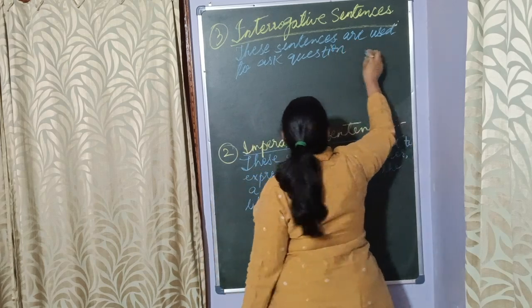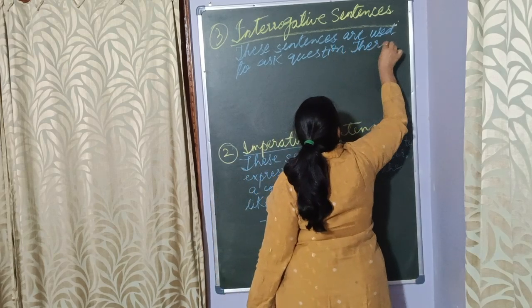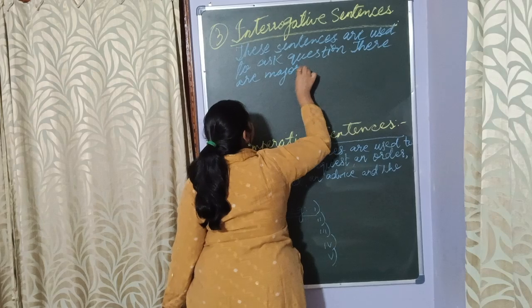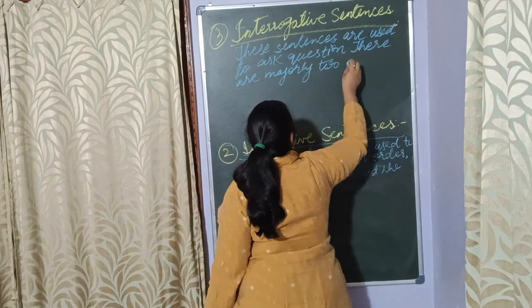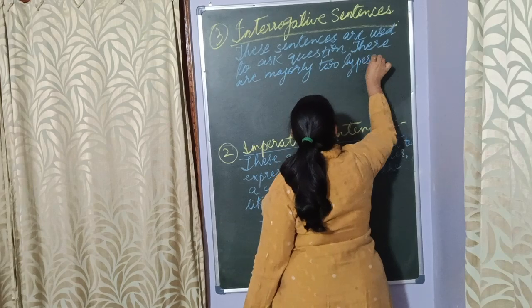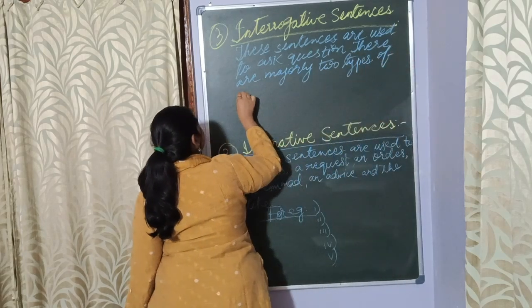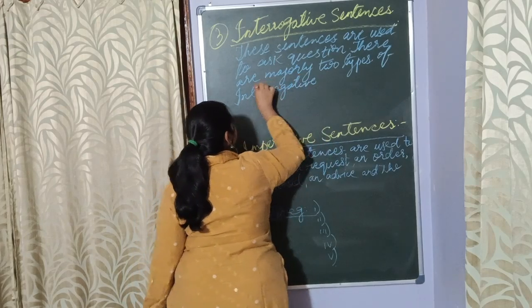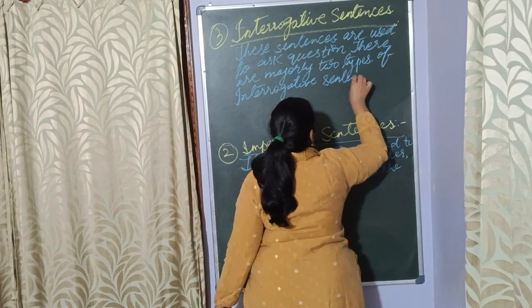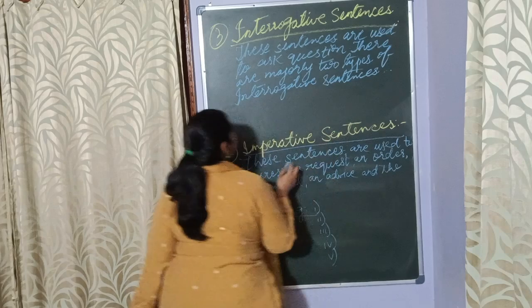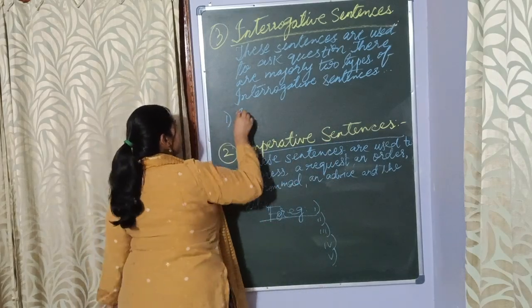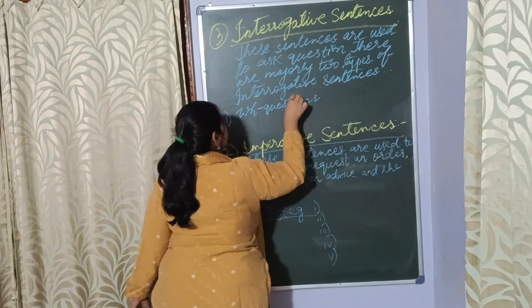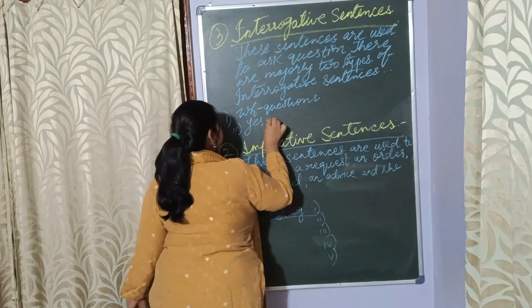There are 2 types of interrogative sentences. One is WH questions, and the second is yes/no questions.